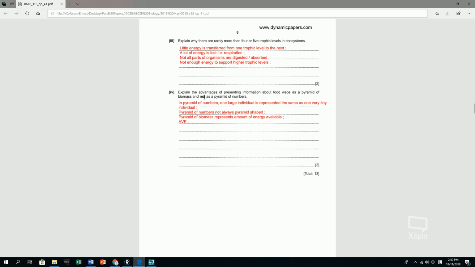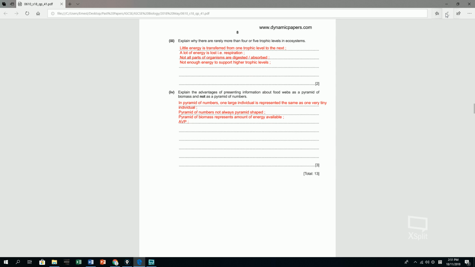So this question here asks you to tell you why the pyramid of biomass might be better than the pyramid of numbers, and that's because the pyramid of numbers represents one large individual exactly the same way as one tiny individual, and that's a bit misleading because one big individual will have a lot more energy in it than multiple small individuals, so that's not a good representation of what amount of actual energy is available. So therefore the pyramid of numbers is not always pyramid shaped, whereas the pyramid of biomass will be, because it literally represents the amount of energy available.